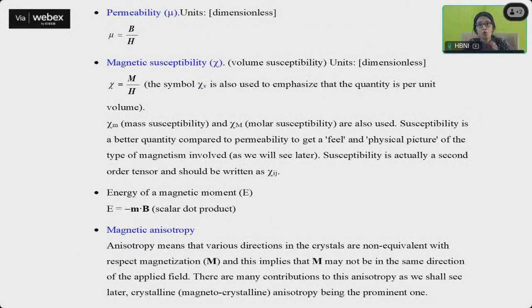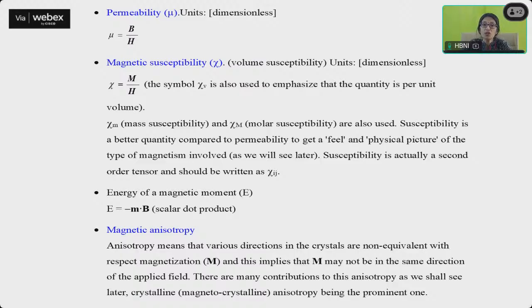Then you have a very important quantity known as permeability, which is given as the ratio of B to H. Then you have magnetic susceptibility, which is the volume susceptibility. It's dimensionless, so it has no units. It is given as chi, which is nothing but magnetization over the external magnetic field you're applying. This chi can be expressed as mass susceptibility, or as molar susceptibility. Then you have the energy of a magnetic moment, which is the scalar product of m and B.